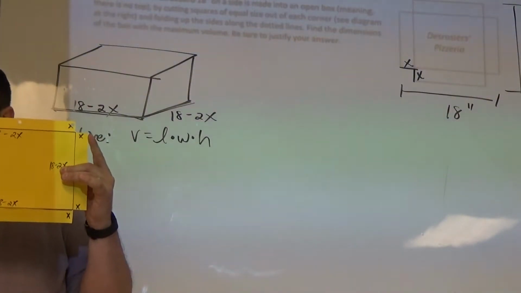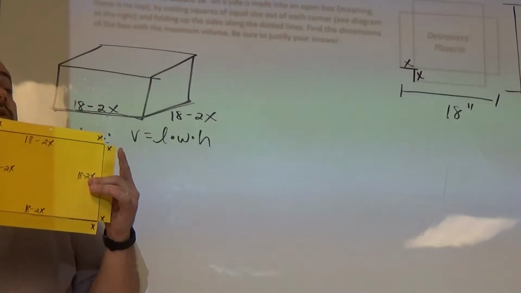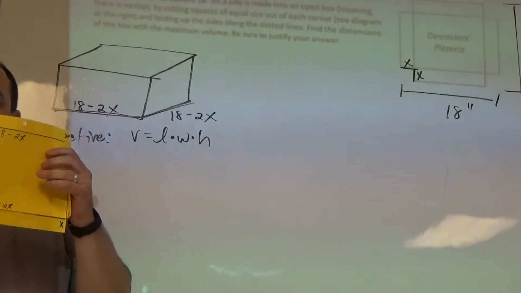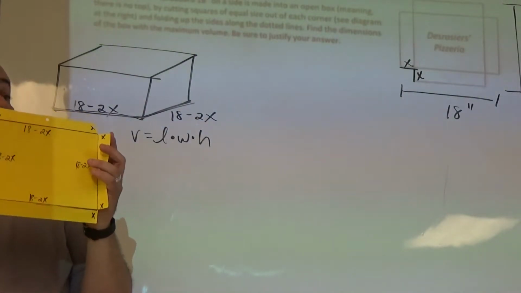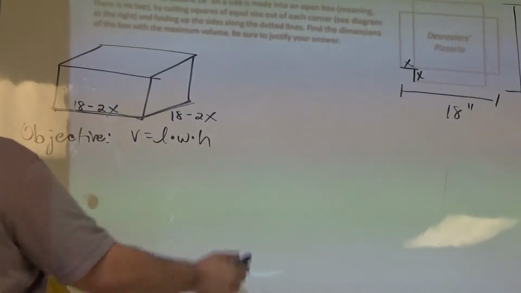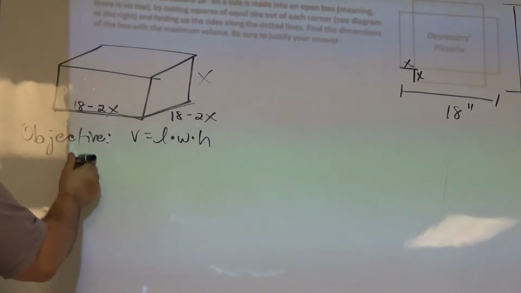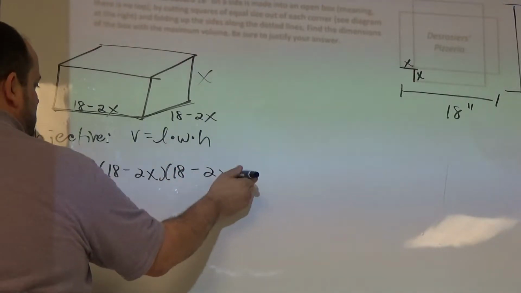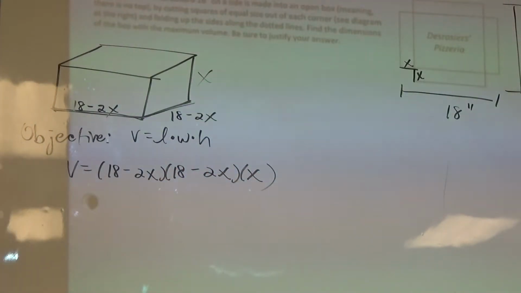This X piece is the part that you're removing so that you can fold up the box. When you fold that up, how tall is the box? That's what the X is for. So that's that. So your objective function is going to be 18 minus 2X times 18 minus 2X times X.